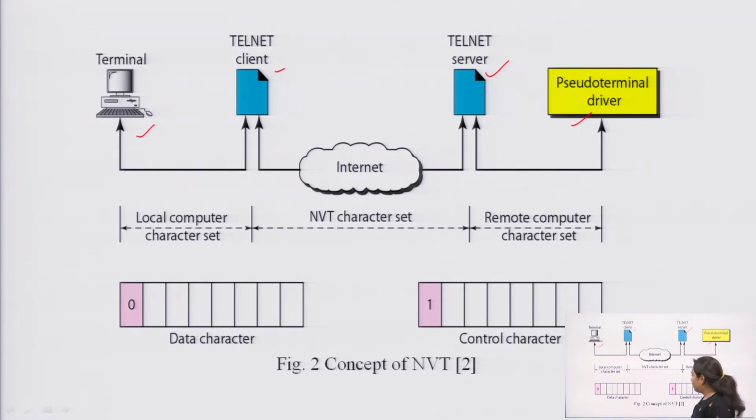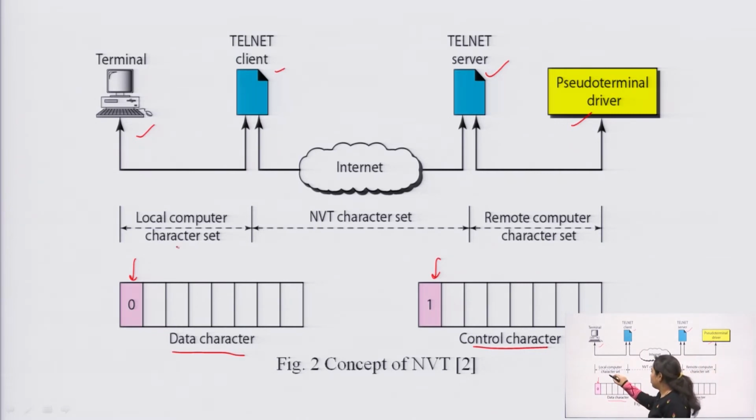Now, there will be a data character and a control character, which means that any frame which has a 0 in its header will act as a data character, and any frame which has 1 in its header will act as a control character. So, this is the local computer character set, this is the NVT character set, and this is the remote computer character set. So, this part will act as a remote login area, this will act as the NVT character set, and this will act as the remote computer character set.